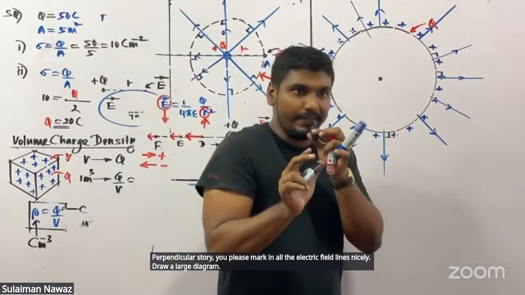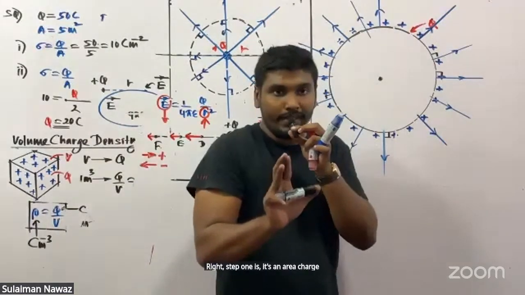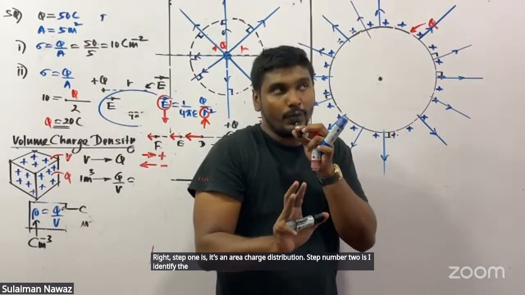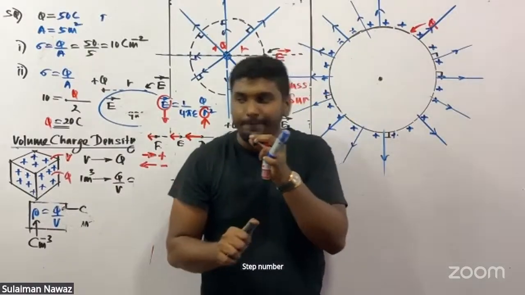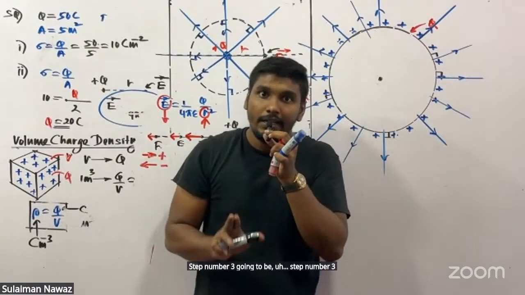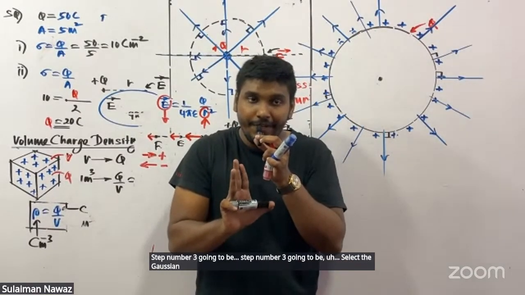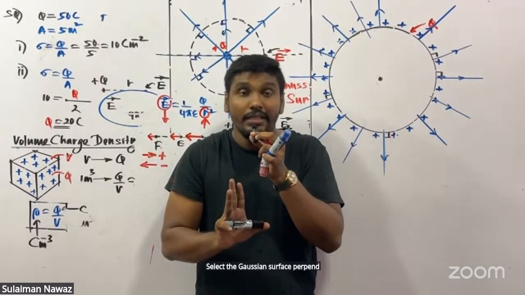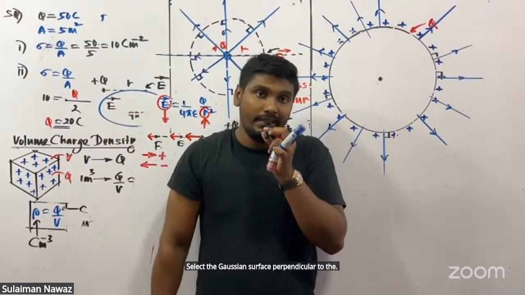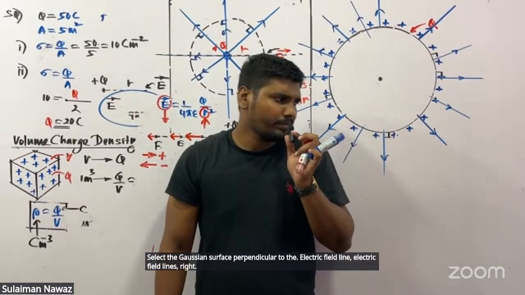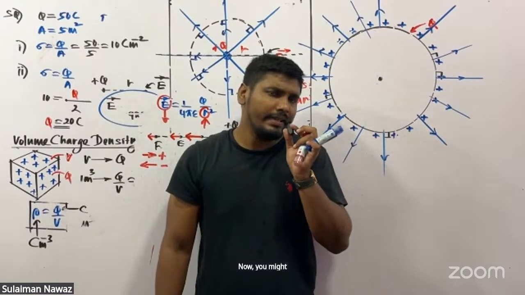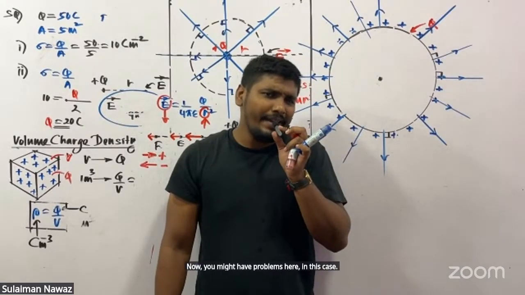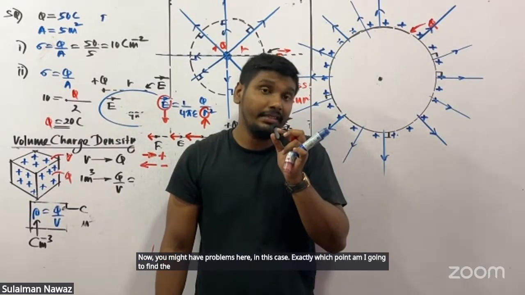Step one is it's an area charge distribution. Step number two, I identified the electric field line distribution, also done. Step number three is to select the Gaussian surface perpendicular to the electric field lines. Now you might have problems, sir. In this case, exactly at which point am I going to find the electric field intensity?